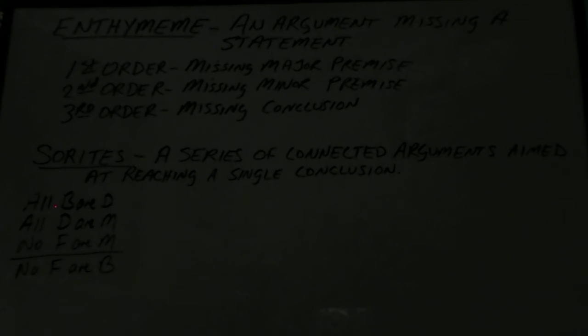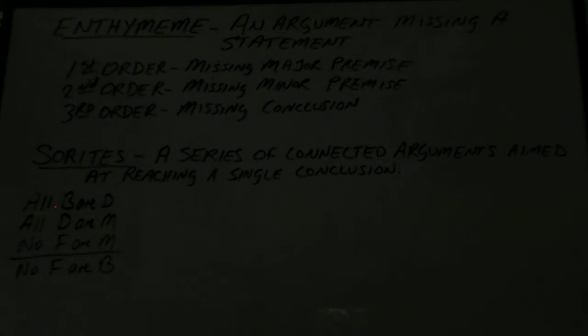There's always one less argument than there are lines. So we have 3 lines, it's going to be 2 arguments. 4 lines would be 3 arguments. 5 lines would be 4 arguments, and so on.